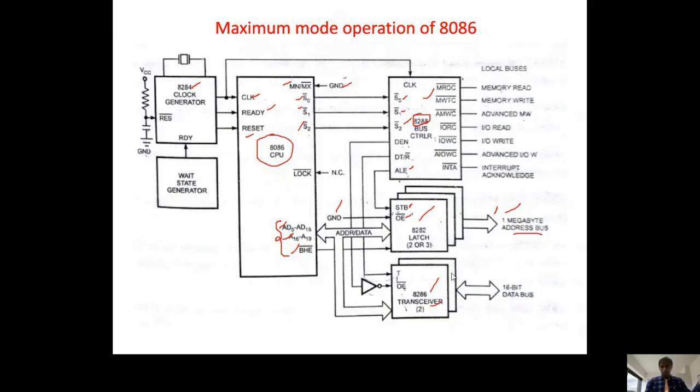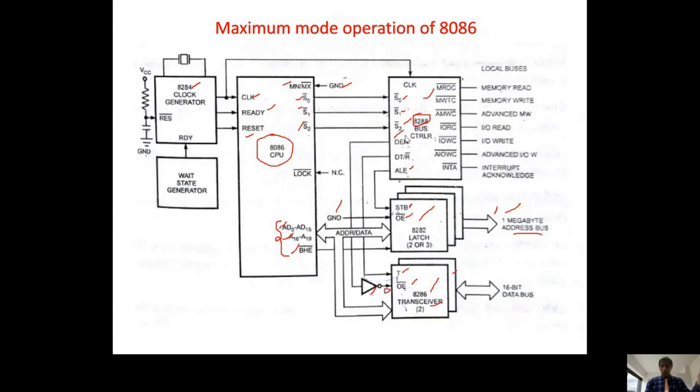That's why I am taking 2 transceivers. In a transceiver we have 2 pins, T and OE bar. T is transmit, and OE bar is output enable. In minimum mode, I activate OE bar with the DEN bar signal of 8086. But in 8288 there is no DEN bar; DEN is available. That's why this DEN is connected to a NOT gate. For example, if DEN is 1, after the NOT the output is 0, and 0 given to OE bar activates it.